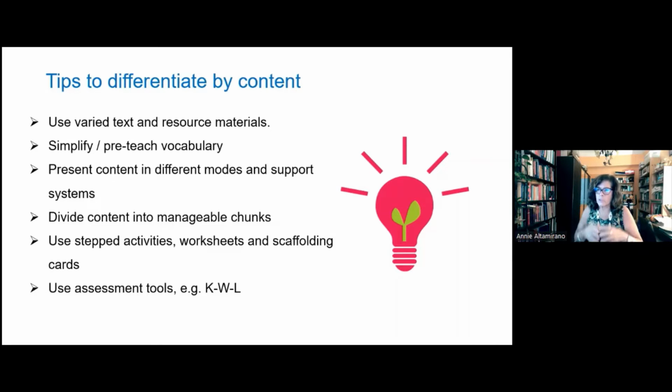The material that you include in the scaffolding cards can be generated by you, or it can be generated by the students, because before they do the activity, what you can do is ask the class to work in pairs or small groups and come up with different sentence starters, or do a class brainstorming so that the students come up with the language they need to use then.